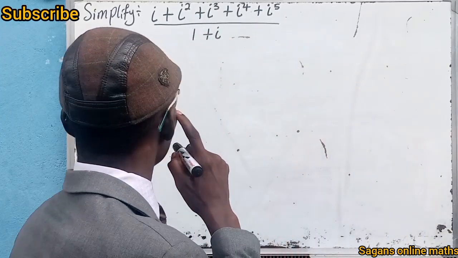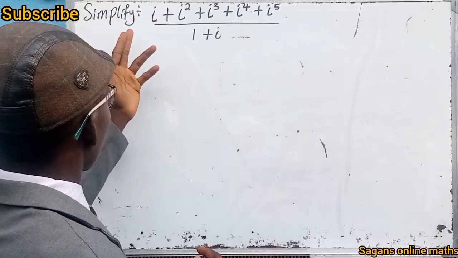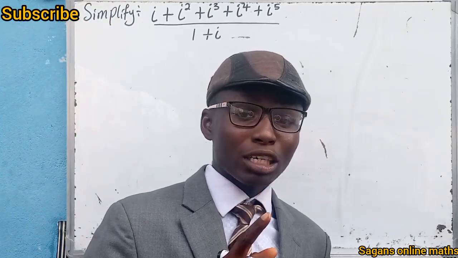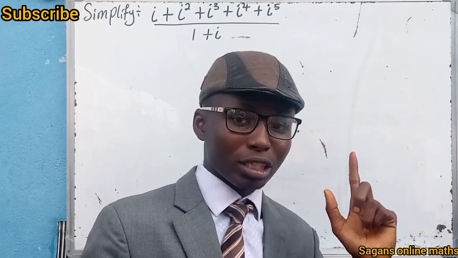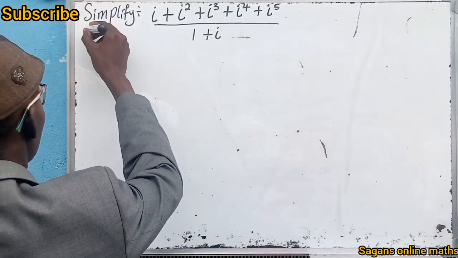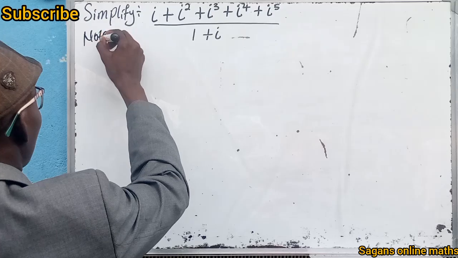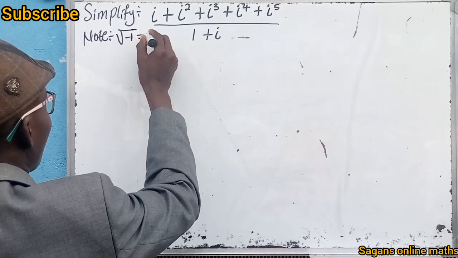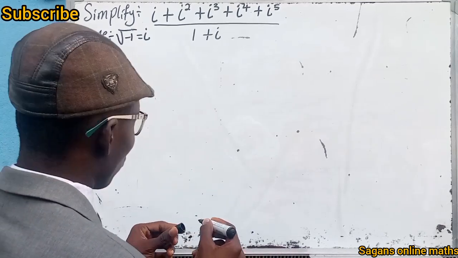Now look at what you are given. You are asked to simplify what? This is our complex number. Remember, the square root of -1 is equal to what? Imaginary unit. Note that the square root of -1 is equal to what? Imaginary unit.